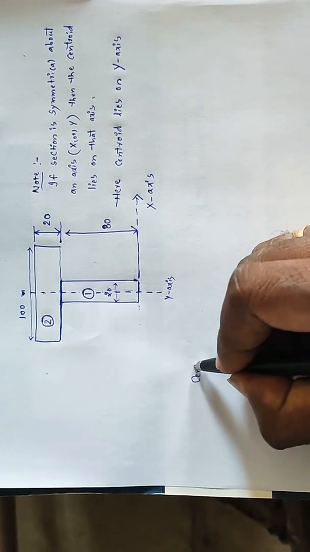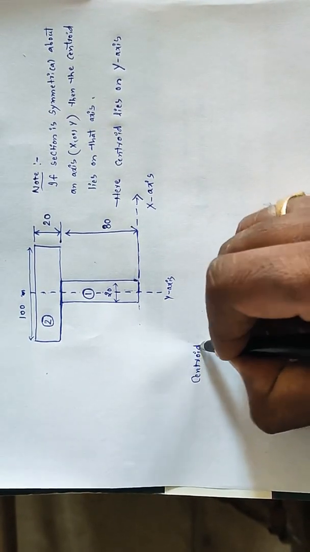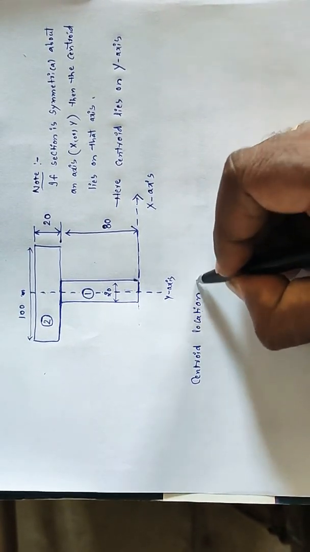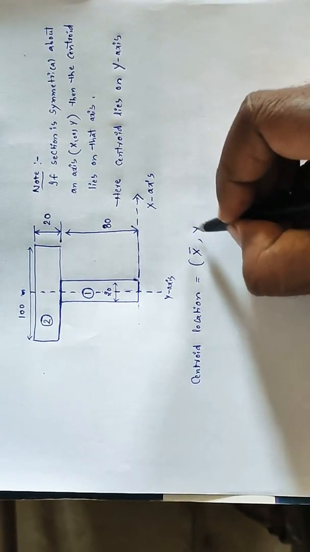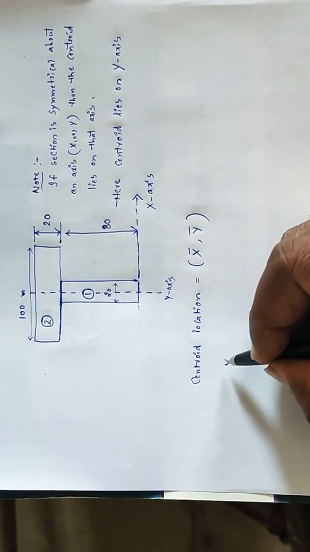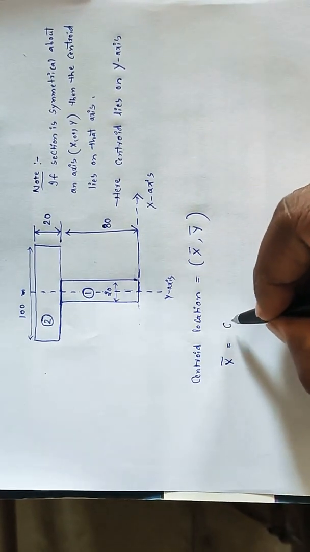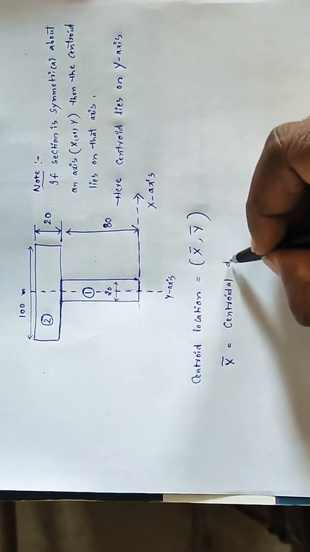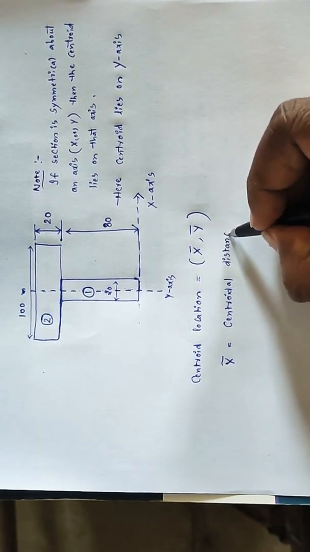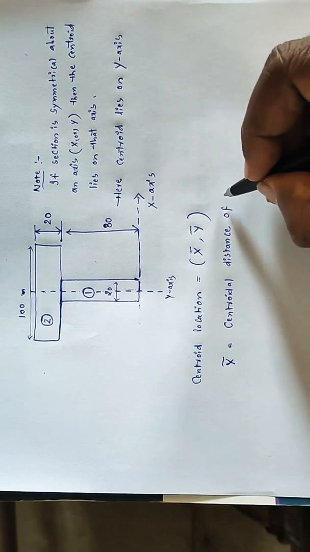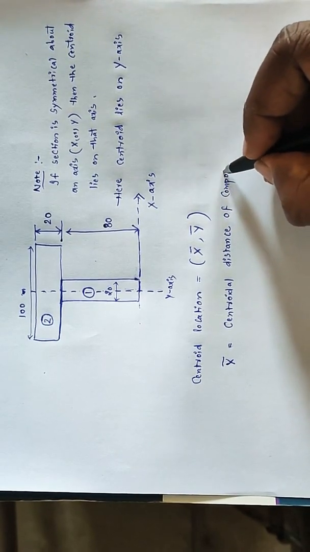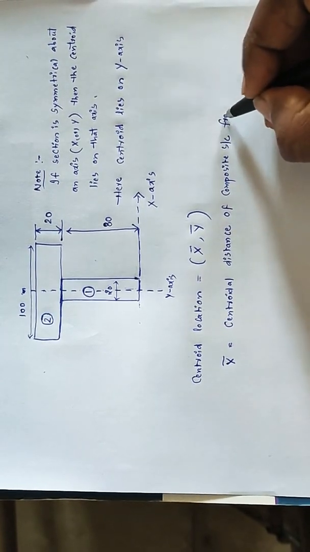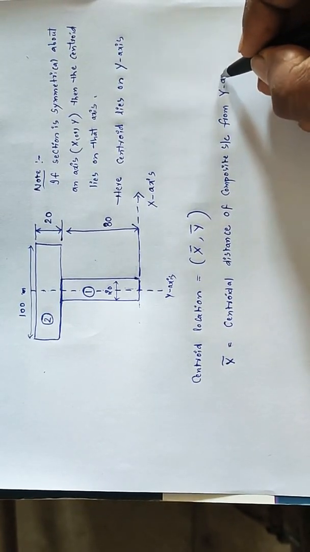Generally, centroid location is equal to x bar comma y bar. X bar means the centroidal distance of the composite section from the y-axis.